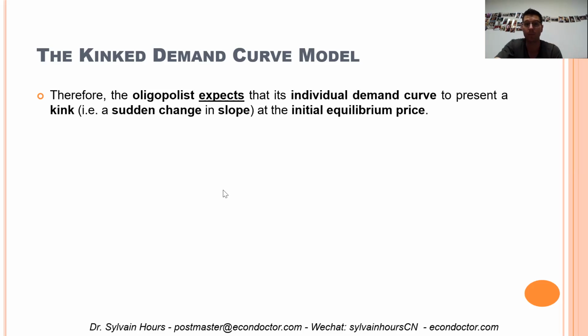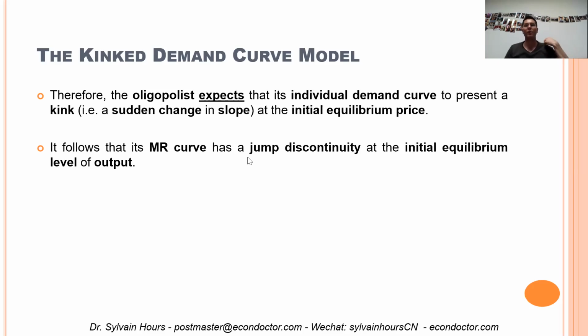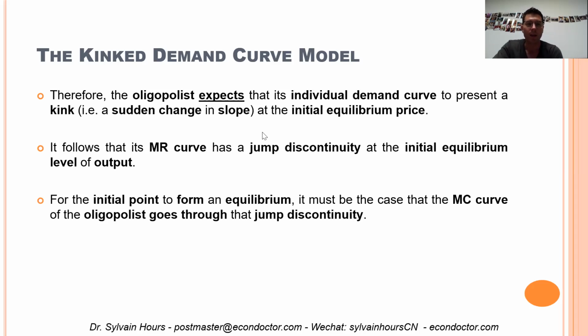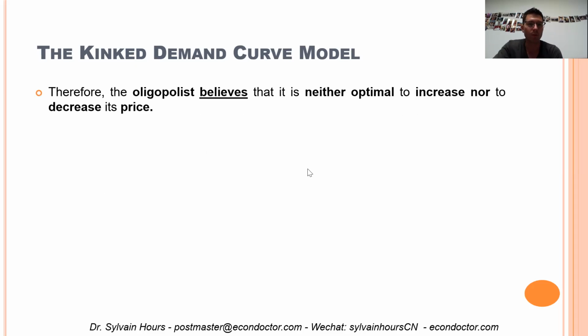It has a sudden change in slope at the initial equilibrium price. The consequence, it doesn't really matter, but if you want to tell that to your students, is that the marginal revenue curve will have what we call a jump discontinuity, simply because the marginal revenue, well, I'll show you the explanation later. It's going to be better than a long speech, and much easier on the diagram.